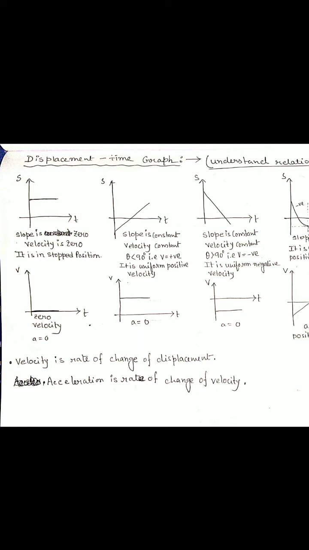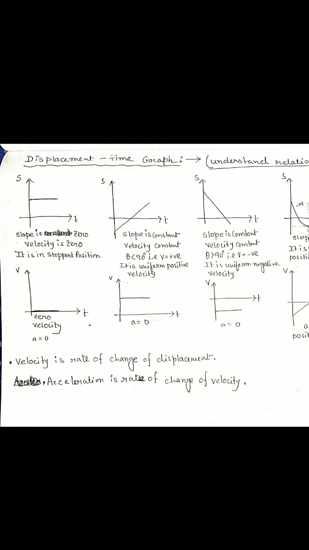So what will be the nature of the velocity? It lies along the time axis. Second figure, slope is constant, that means velocity is constant. And we see that theta is less than 90 degrees, that means velocity becomes positive. Because velocity is constant, we can say that it gives us uniform positive velocity.